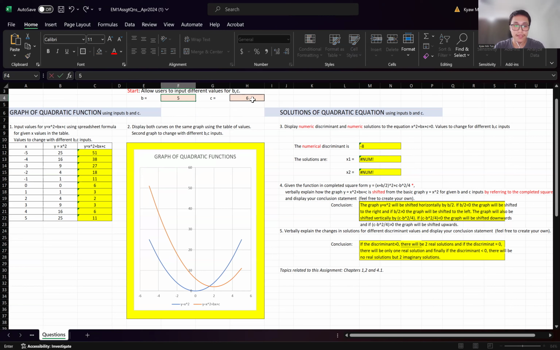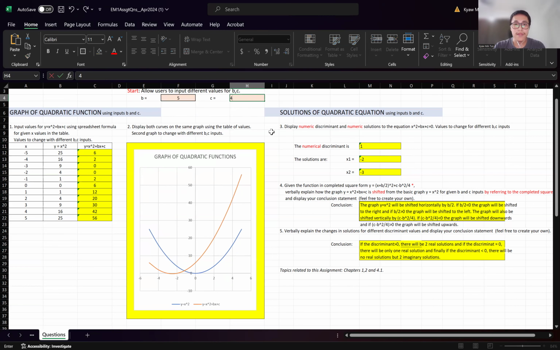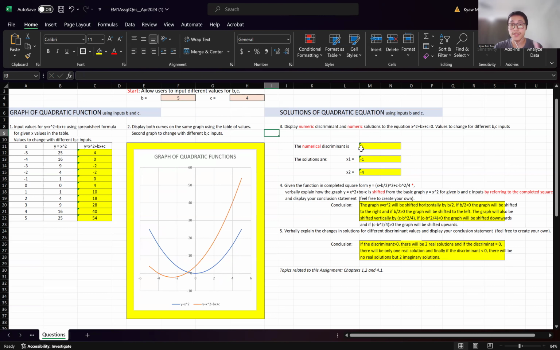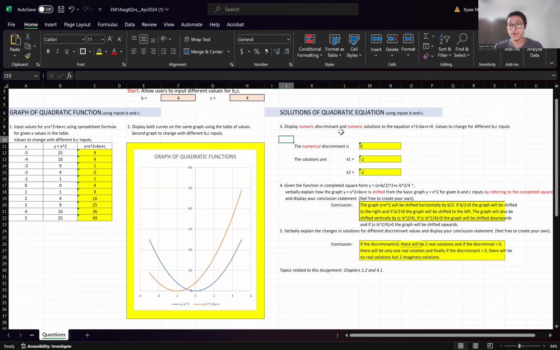If b is 5 and c is 4, then there will be 2 real solutions since the discriminant is greater than 0. If the discriminant is equal to 0, there will be only 1 real solution, which is minus 2 in this case. And if the discriminant is a negative value, then there will be no real solution, as you can see in here. There will be only 2 imaginary solutions if the discriminant is less than 0.